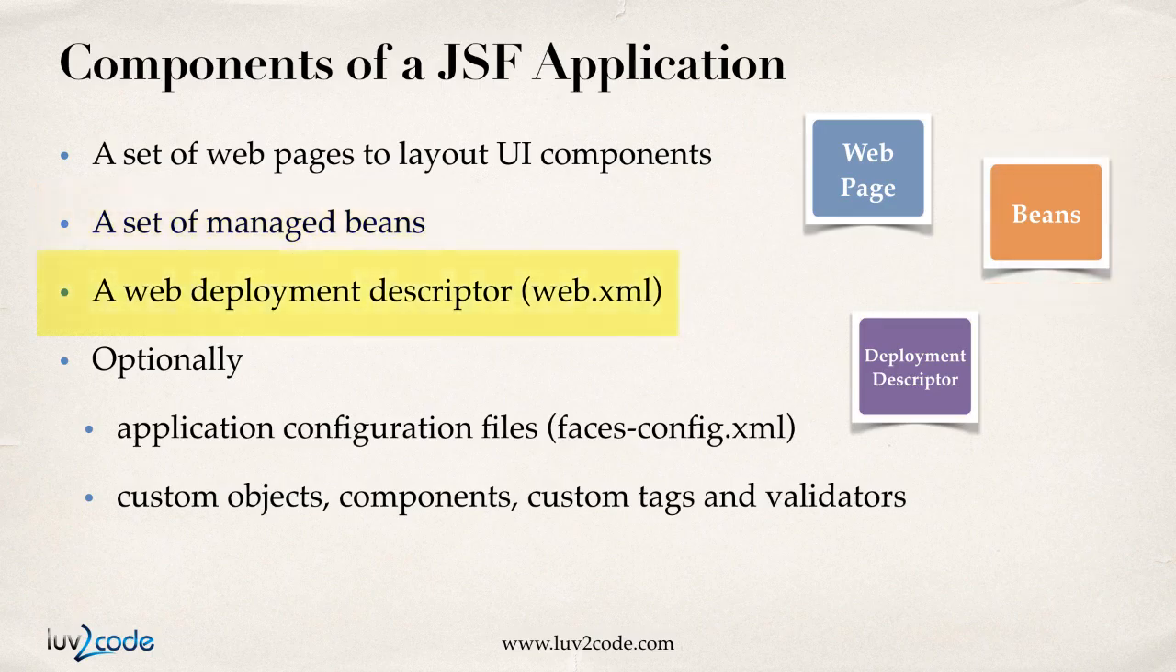Then also there's the web deployment descriptor, or your web.xml. If you've done some web development before with Java, you may have seen this file before for servlets and JSPs. We'll basically put a special configuration in that file to handle the JSF requests. And then optionally, you can have some additional application config files like the faces-config.xml. You can drop in some custom objects, components, custom tags, and validators. We'll talk about all that stuff later, but at a very high level, these are the actual components of a JSF application.